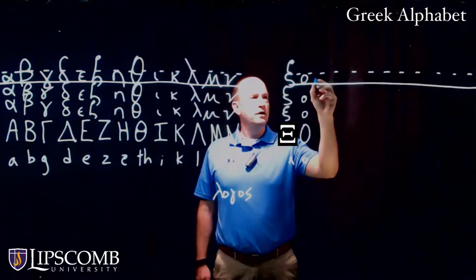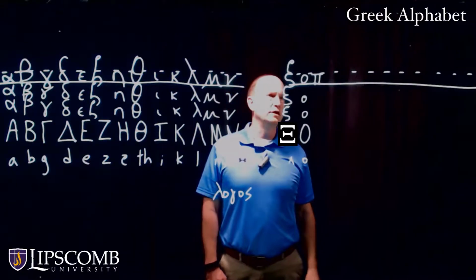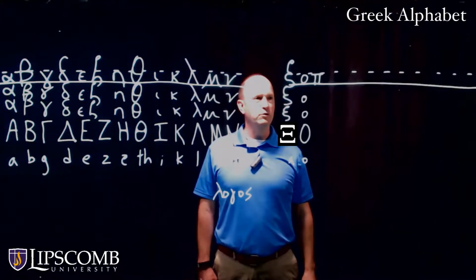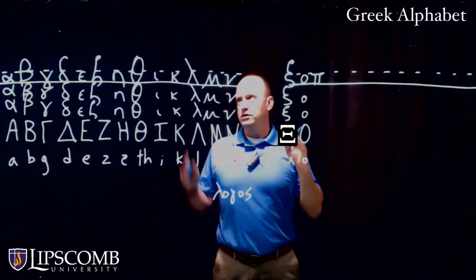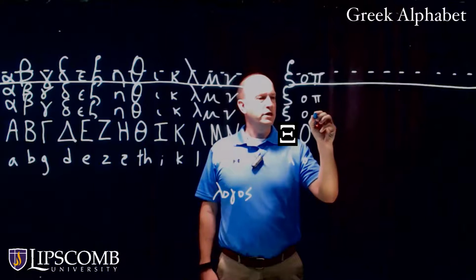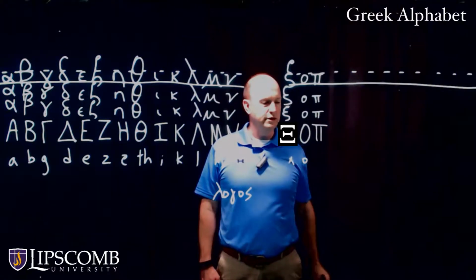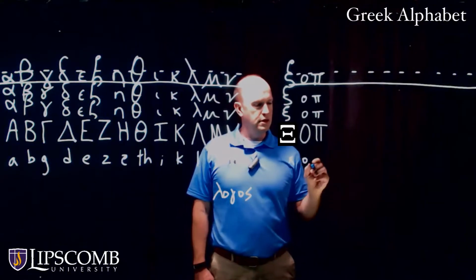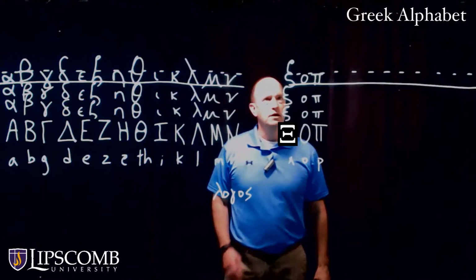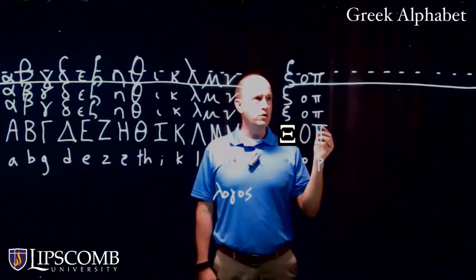The next letter is pi. You may be familiar with this from outside of Greek class. It's pronounced pie outside of Greek class, but in Greek we pronounce it pee because the iota is ee-oh-ta, not eye-oh-ta. So it's a short letter. It's not a tall letter. The capital looks just like the lowercase. Comes into English as a P. Xi, omicron, pi.